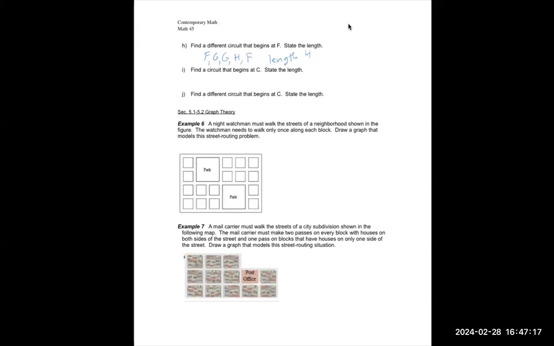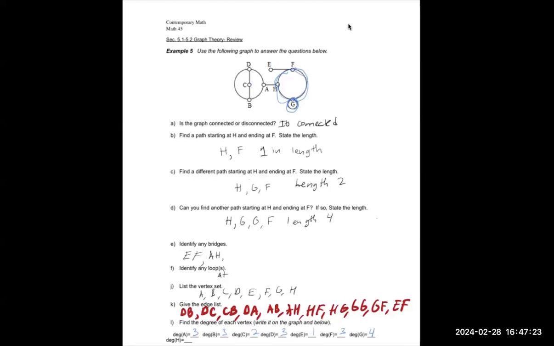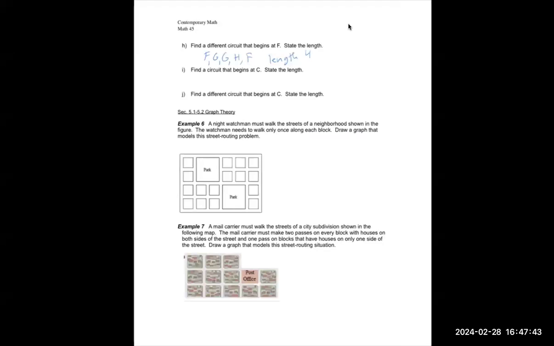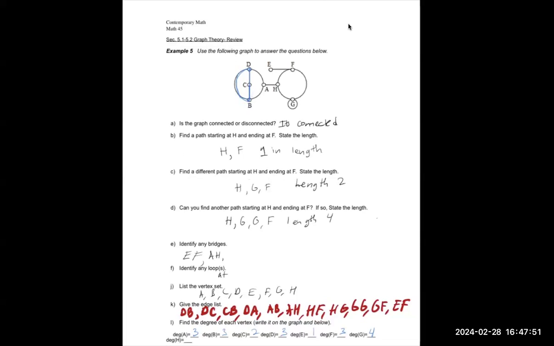And then it says, find a circuit that begins at C. State the length. So it begins at C. I could go down to B, then go up to D and back to C. That's not the only one, right? But that's one. So I would say C, B, D, C. That's the circuit. And I have to count it carefully. 1, 2, 3. Length 3.